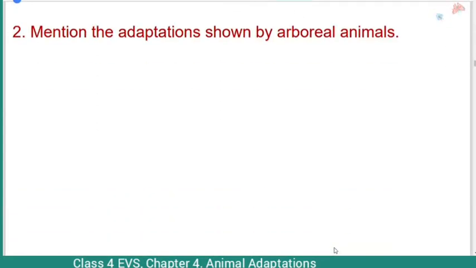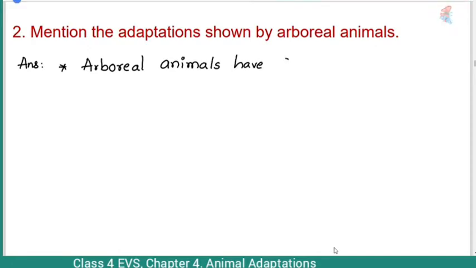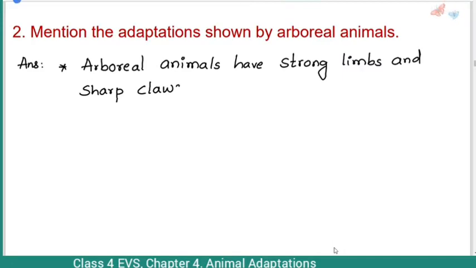Second question, mention the adaptations shown by arboreal animals. Answer: arboreal animals have strong limbs and sharp claws that help them in climbing trees.